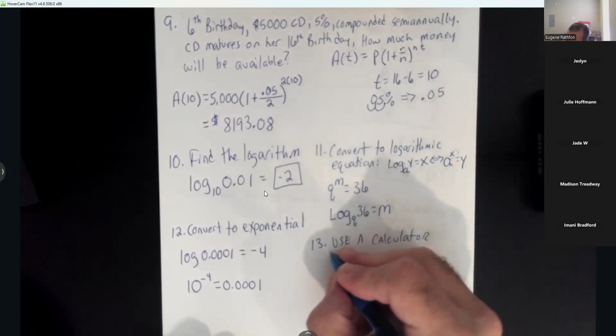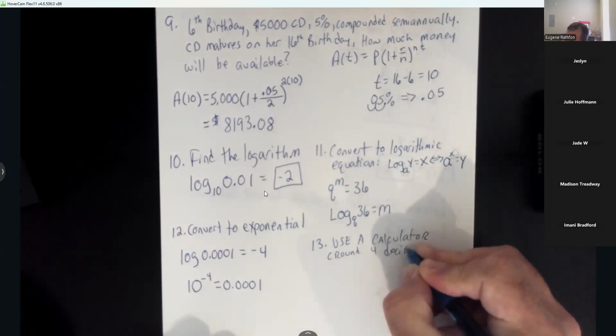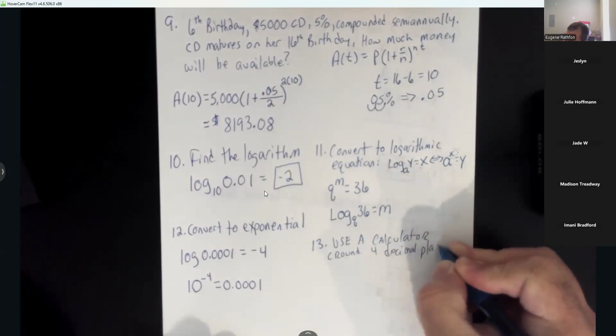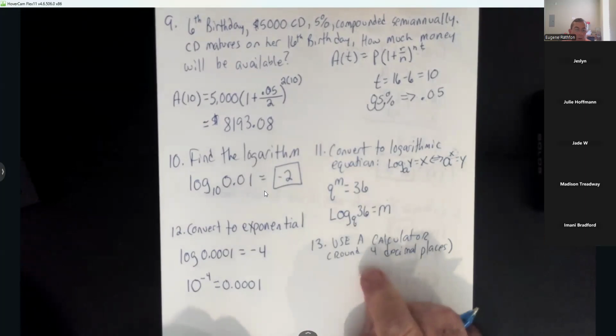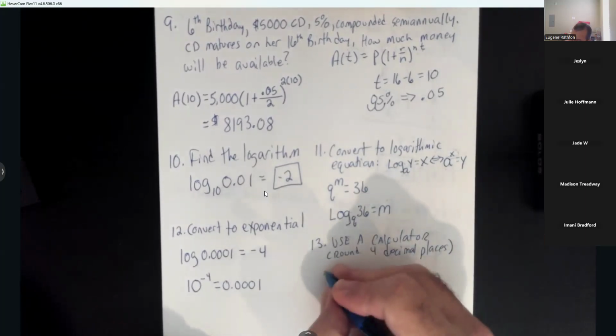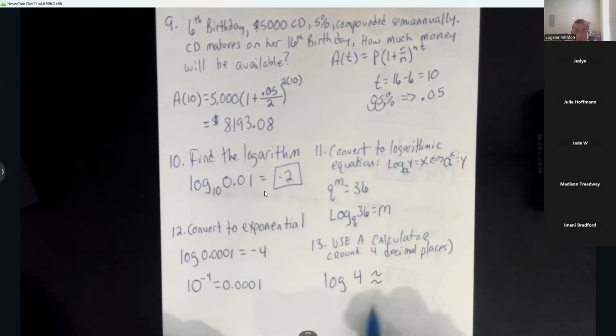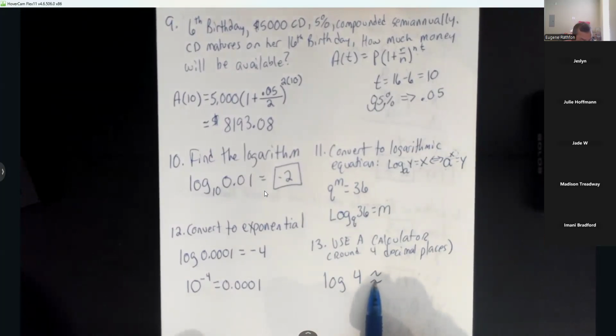Now, here's where they get people. They want you to round it to 4 decimal places. Usually on the logarithm stuff, they're going to have you round to 4 decimal places, okay? And they're giving me a log of 4. So I'm going to use curvy equals because we're rounding it off now.